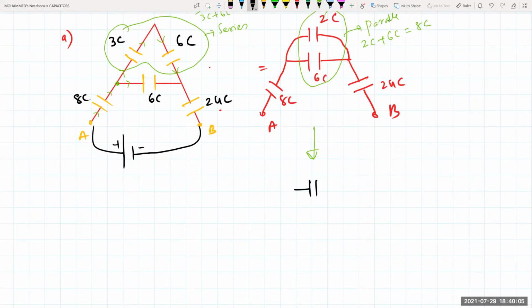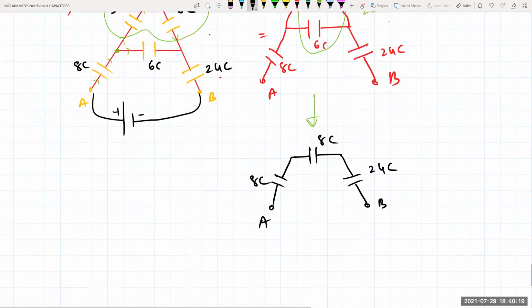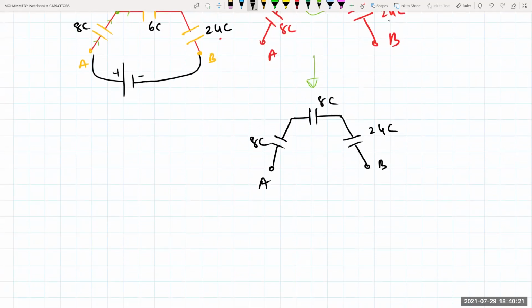Now ultimately there is one capacitor here, one here, and one below. This is terminal B, this is terminal A, this is your 8C, another 8C, and this one is 24C. All of them are in series combination. So 1 by C effective equals 1 by 8C plus 1 by 8C plus 1 by 24C. So what do we get?